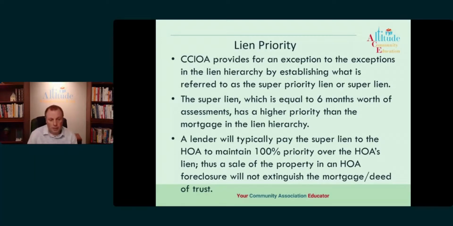So again, when we're talking about the super lien, we send it to the bank. The bank then pays us. Association gets a little bit of money in. The lender will typically pay the super lien to the HOA to maintain that 100% priority of the HOA lien. And again, thus a sale of the property in HOA foreclosure will not extinguish the mortgage or deed of trust. So that's what the bank is trying to do. They're trying to protect their own assets. That's why they're going to pay that super lien.